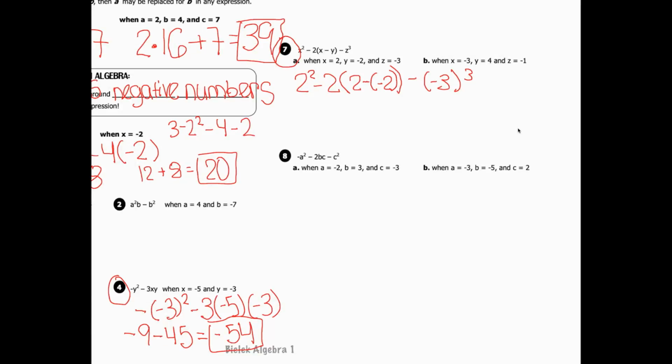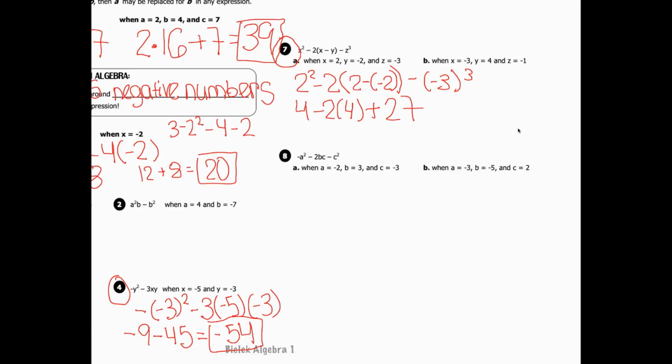So what we're going to do is go ahead and multiply out our exponents to start out. So I'm going to have 4 minus, and then if I simplify those parentheses there, 2 minus a negative 2 is really 2 plus 2. So that's 4 minus 2 times 4 minus negative 3 cubed. So negative 3 cubed, negative 3 times negative 3 is positive 9, times negative 3 is negative 27. So it comes out to minus negative 27. So that double negative would make it a plus 27.